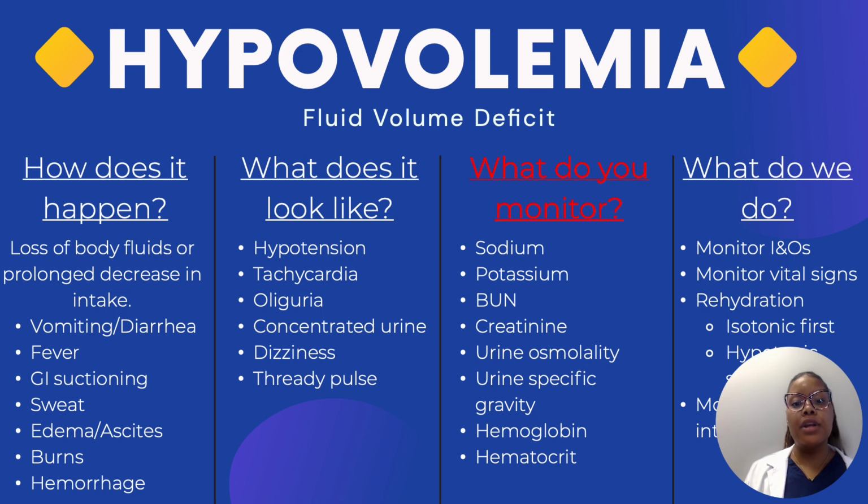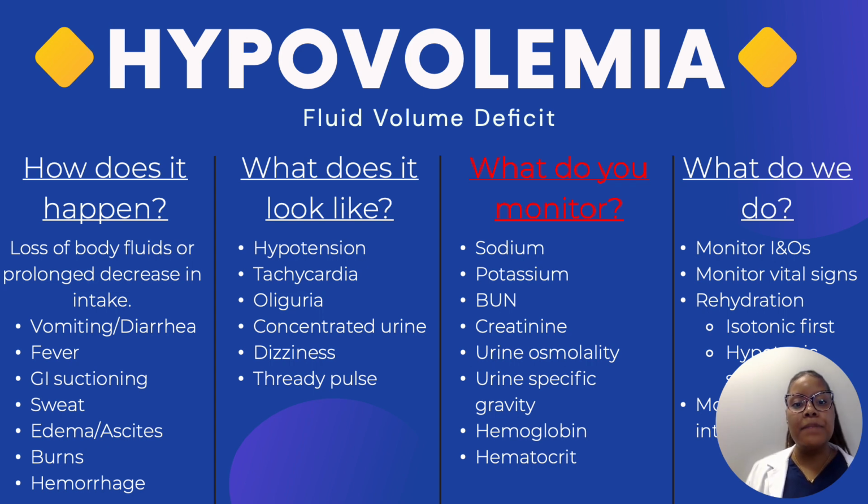So what do you monitor? So let's look at some lab values. So we want to look at the patient's sodium. So you may see that the patient could have an increased sodium due to hemoconcentration, or it may stay normal. Potassium. So you may see that the potassium will be decreased because of your GI losses with your vomiting and diarrhea. Or you can see that your potassium could be high if it's related to kidney dysfunction.